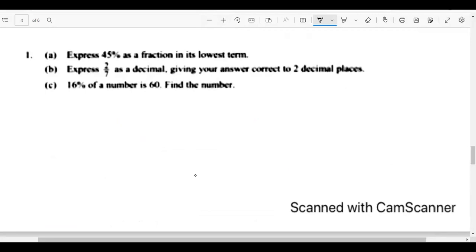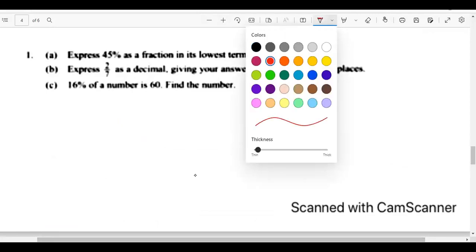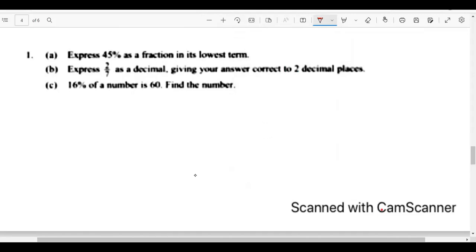Now students, always remember, 45% can be written as 45 per cent. Percent basically means the number divided by 100. So 45% means 45 divided by 100. Now a fraction in its lowest terms means I need to cancel out things. So 5 into 9 is 45 and 5 into 20 is 100. So this would be 9 by 20.